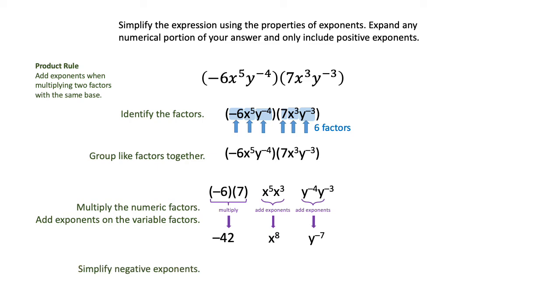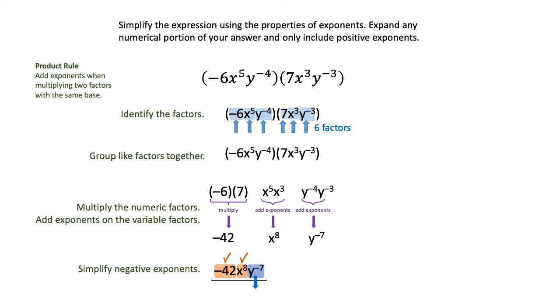The last thing to do is going to be to simplify my negative exponents because I have to have all positive exponents in my answer. So I do have the expression negative 42, x to the 8th power and y to the negative 7 power. The negative 42 is perfectly fine. I can have a negative number in my final answer. X to the 8th is also fine.